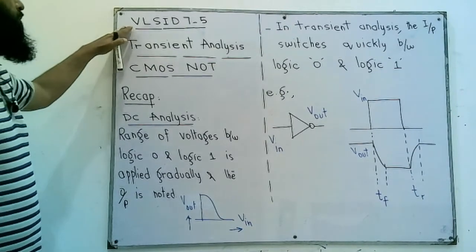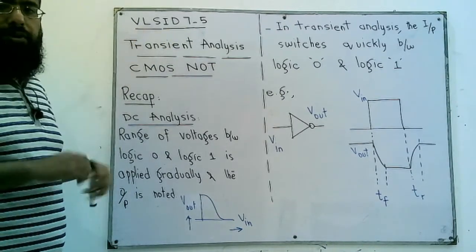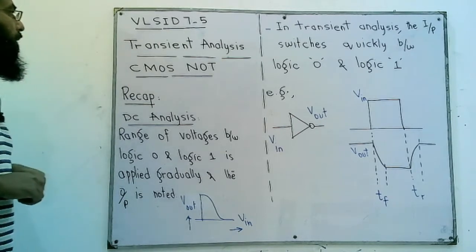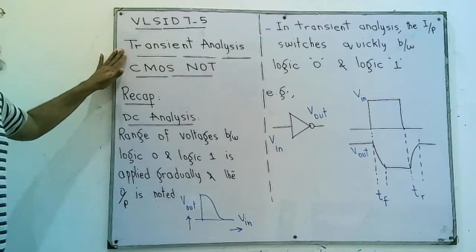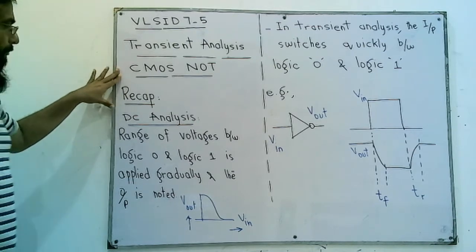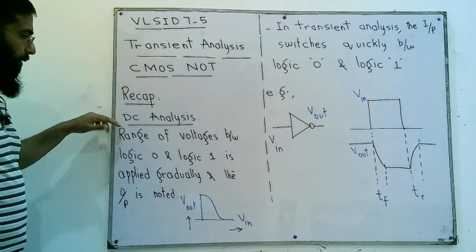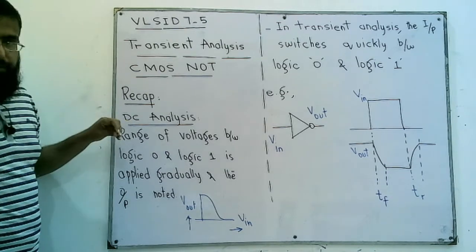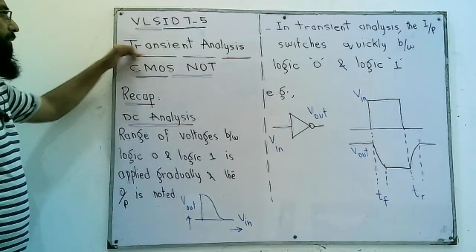Welcome to the fifth lecture from chapter number 7. We are studying VLSI design, and in this lecture we are going to study transient analysis of CMOS NOT. In our previous lectures we have been studying DC analysis, but in this lecture we will study transient analysis.